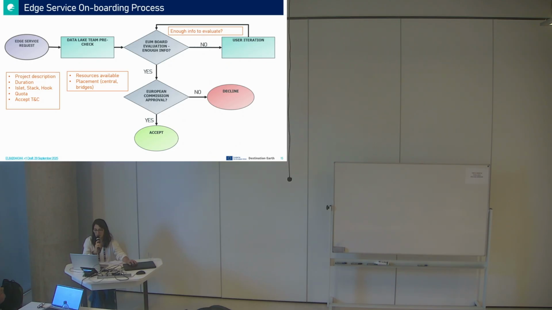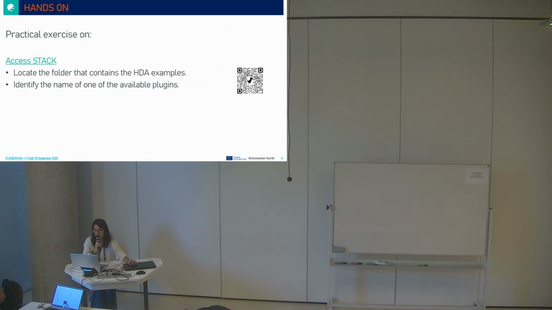Then there is a part of evaluation done by EUMETSAT that evaluates if the user provided enough info, and in case iterates with the user, and at the end it goes to the European Commission that will approve or decline the project for sure. The parameters evaluated are the requester profile, the project relevance, and the resources available for sure.